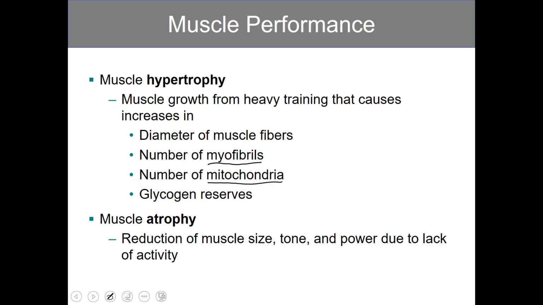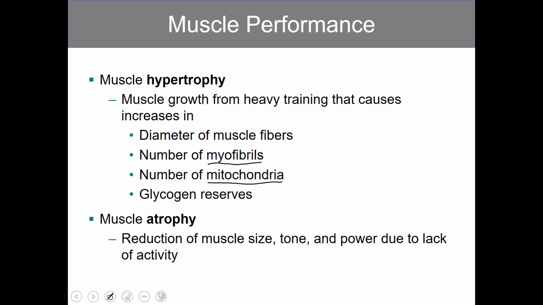So through weight training, as one is trying to increase their muscle mass, this is what is increasing: the diameter of the fibers, the number of myofibrils, i.e. the number of proteins that are involved, the number of mitochondria, and the glycogen reserves.